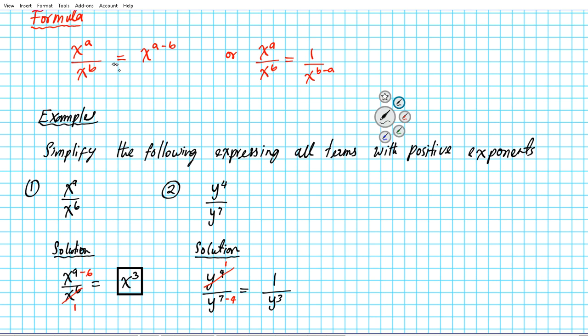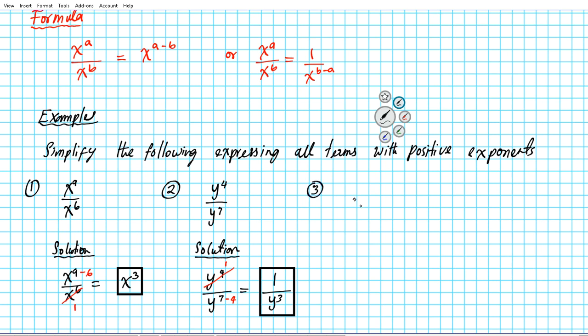Now, had we used the first formula here for this problem, we'd have y to the negative 3 power, and then we'd just apply the reciprocal property of exponents and reciprocate it to get this desired result. Okay, so the answer to number 2 is 1 over y to the third.